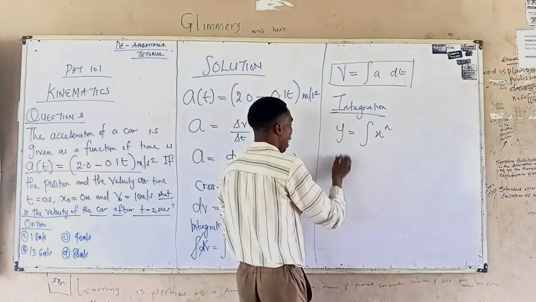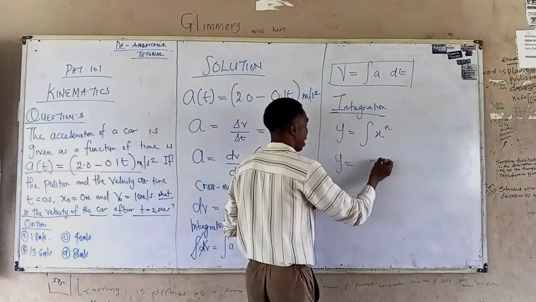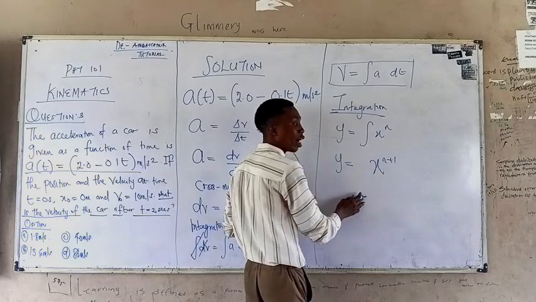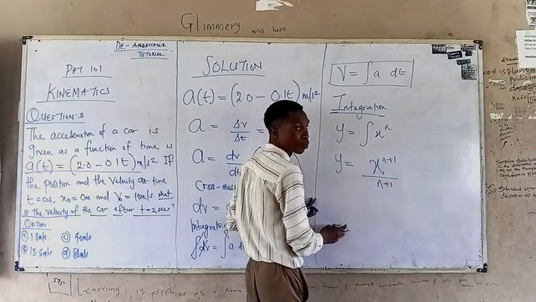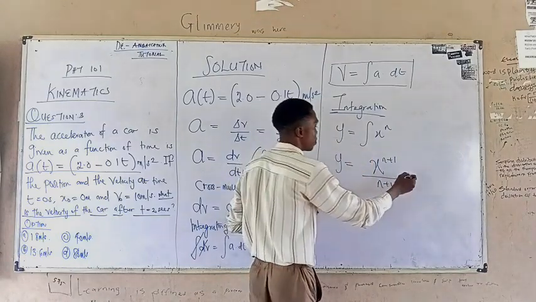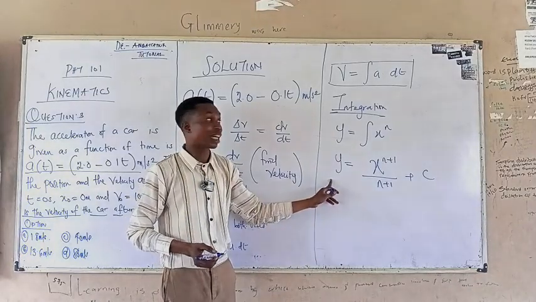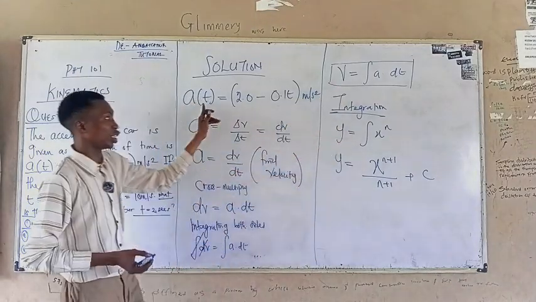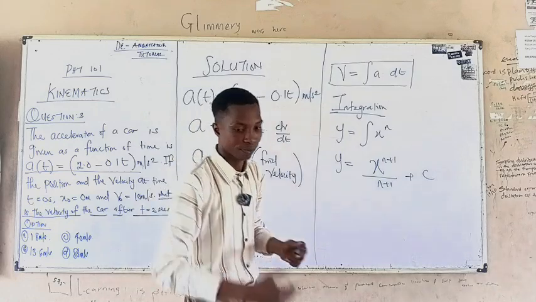So it means that my y is equal to x to the power n plus 1, because we add 1 to the power. Immediately you add 1, you divide by the new power, that's n plus 1. But don't forget, we are dealing with an indefinite integral. It means there will be a constant. So this is how you integrate. And that's how I'm going to integrate my acceleration to get my velocity. Let's do that fast.